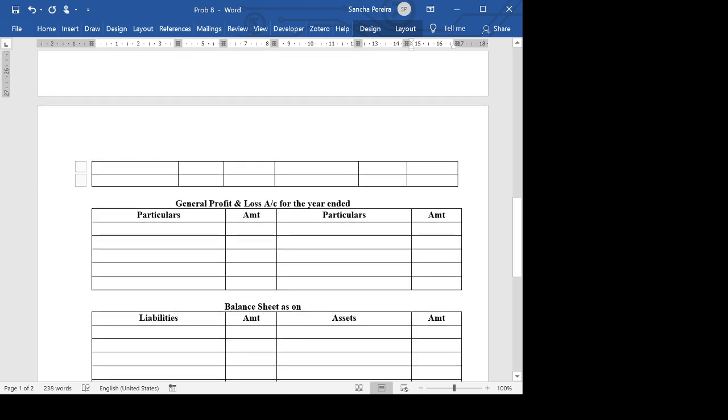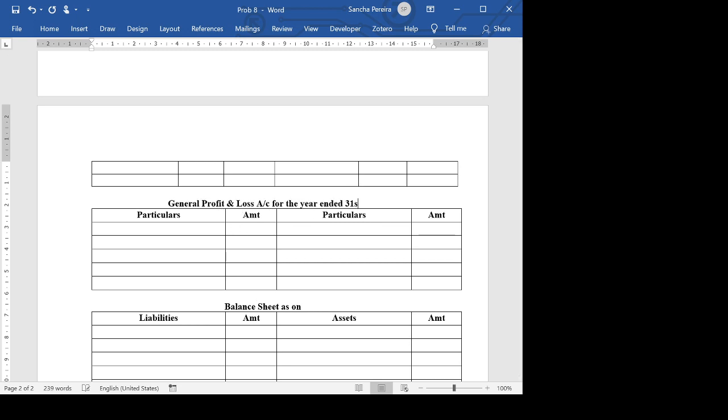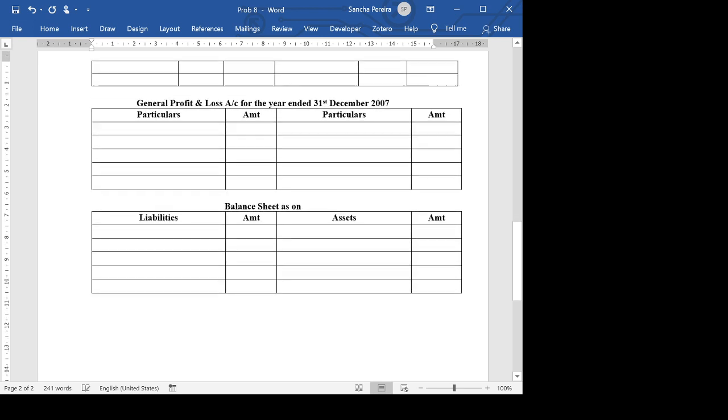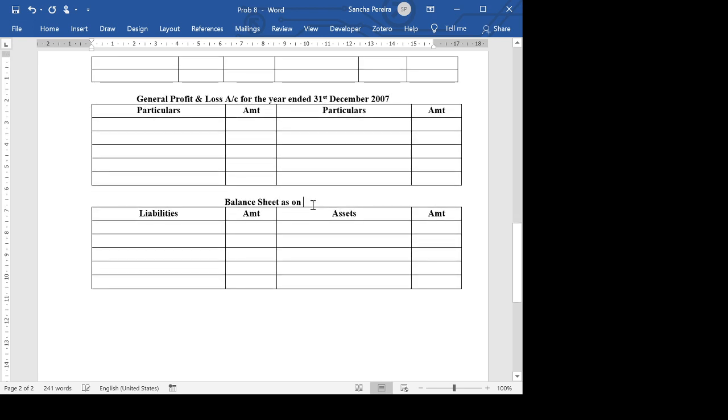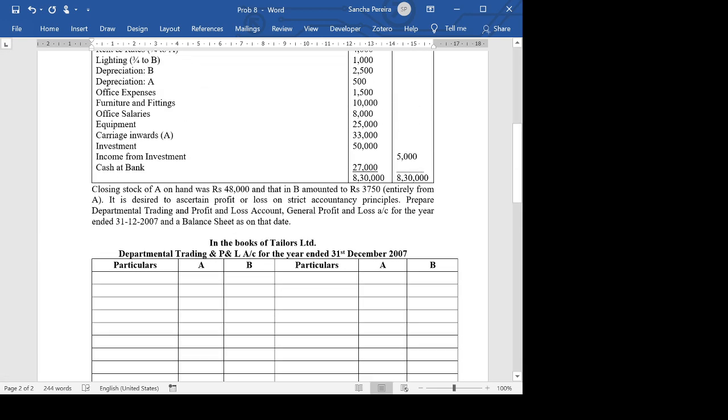So general profit and loss account for the year ended 31st December 2007 and balance sheet as on 31st December 2007. Okay, now we can do one thing.